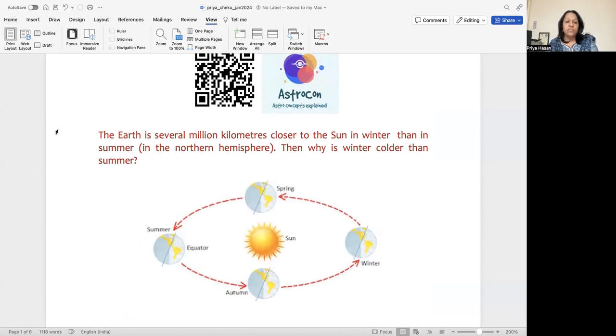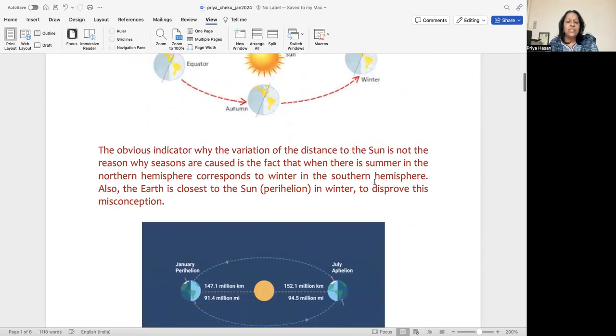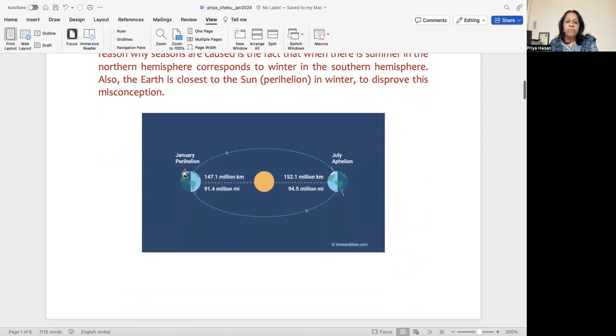So we'll come to our question, which says that the Earth is several million kilometers closer to the Sun in winter than in summer in the northern hemisphere. Then why is winter colder than summer? Right? So if you actually see, here's an image I have over here. Perihelion is the time when the Earth is closest to the Sun, while aphelion is the time when Earth is further away from the Sun.